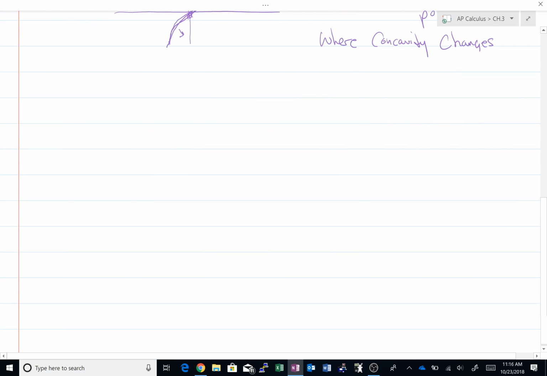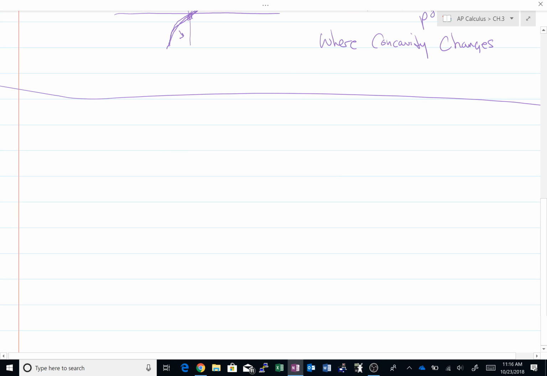All right, here's some examples, guys. If I was going to look at this, this is concave up. This is even concave up. I know it's kind of slanted, but you kind of have to look at where it will change, okay?